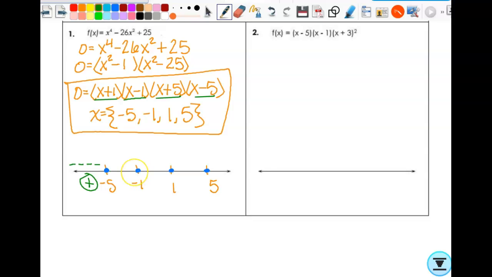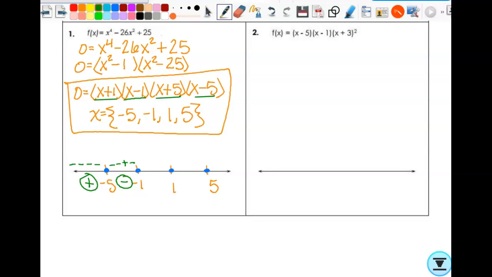Between -5 and 1, I want to know, is my function positive or negative? Because sometimes that's all you care about. You don't care about the actual values. So we'll pick whatever number you want, it's fine. We'll pick -2. So -2 plus 1 is negative. -2 minus 1 is negative. -2 plus 5 is positive. -2 minus 5 is negative. So when I multiply all 4 of those together, I would get a negative number. You see why you kind of want them spaced now so you have room for your little signs?